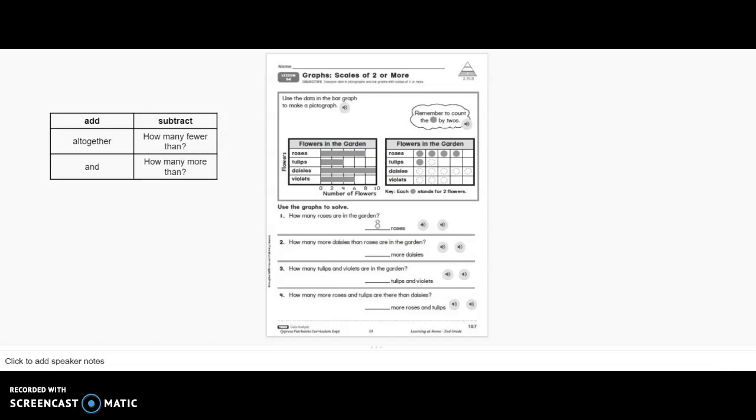Let's look at the first page first. Very first page. If you can see right here, I have some keywords as a reminder to help you remember what altogether and the word and means: to add. Subtract means words that mean to subtract would include how many fewer than or how many more than. So this is why I want you to be on Google Classroom. On the left and the right sides, I may have included little hints or little helpers.